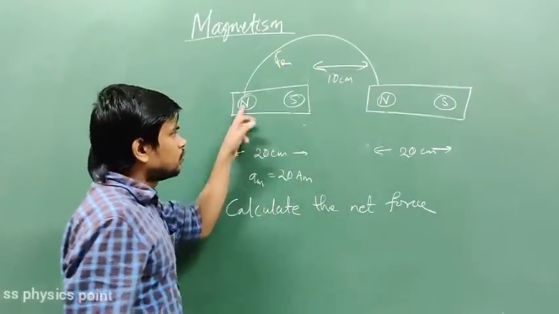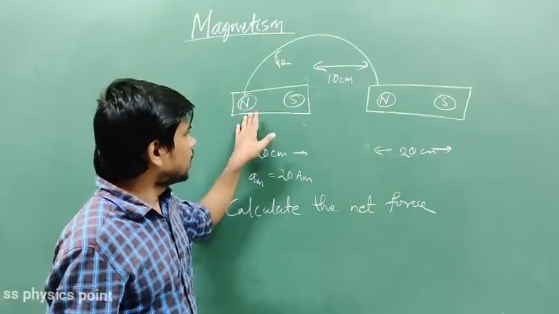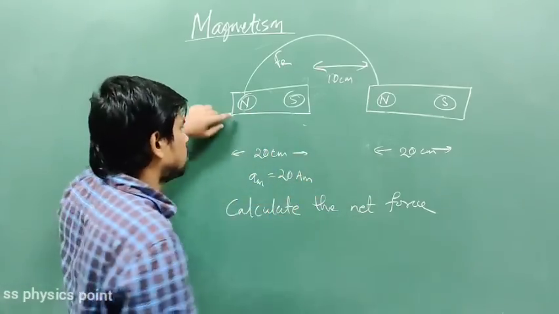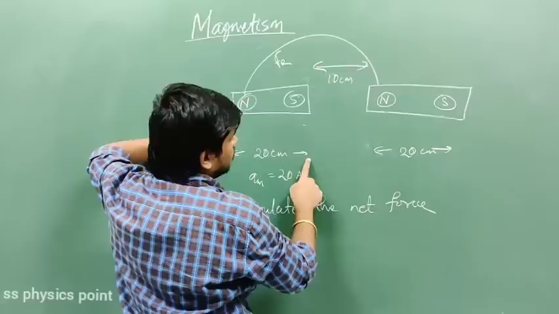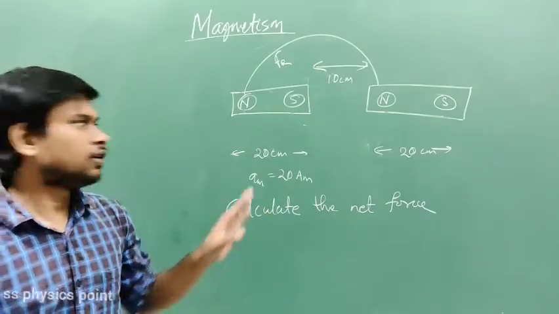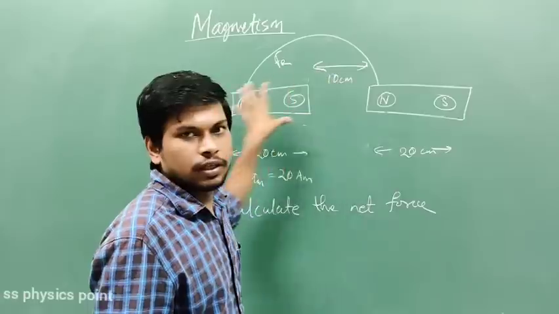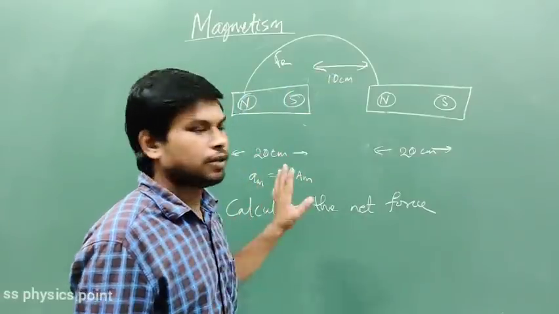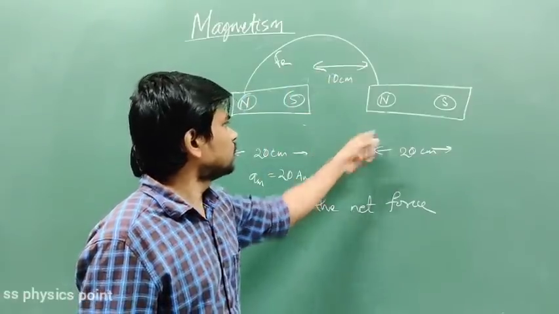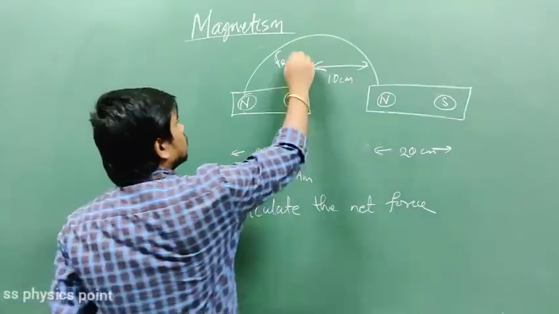You can find it, the pole strength is how much? Q. Everyone's pole strength is 28. And just find out the distance. How much distance is there? Here 20 plus 10, 30. R is 30. While calculating the force between these two, the distance is 30 centimeter. This is 20, again 10, so the distance will be 30 centimeter. You can calculate the force FR1.